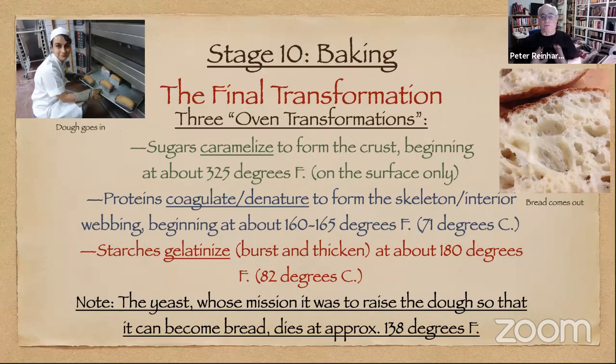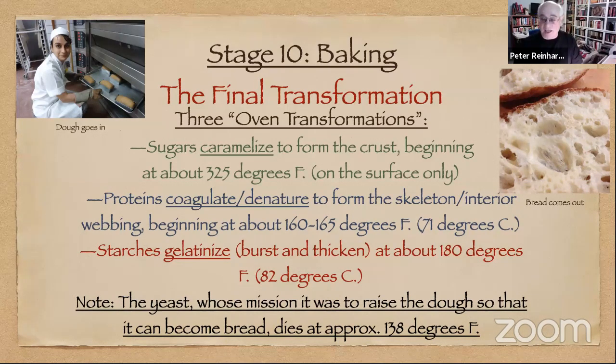Now, important note here, the yeast or the leaven, whose mission it was to raise the dough so that it can become bread, dies at approximately 138 degrees Fahrenheit, and we call that the thermal death point. That means the yeast has to sacrifice its life. It dies first. So you can't really have this transformation from a living dough to a piece of bread without this essentially sacrificial act on the part of the very organism that gave that dough life.